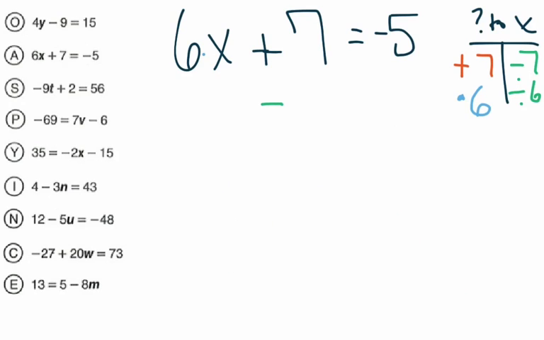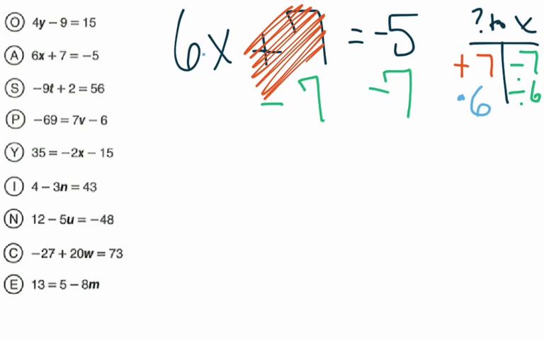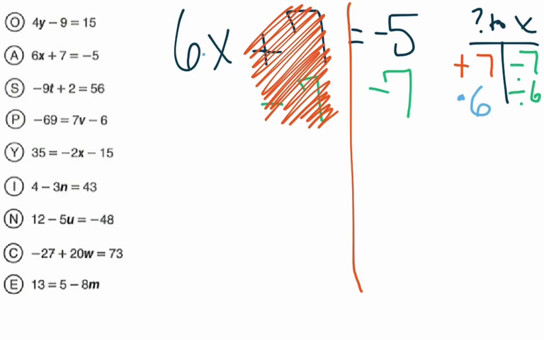So we're going to subtract 7 and subtract 7. So I'm going to cross these out. These are no longer there. I'm going to draw my line down. So on this side, I just have 6x equals.